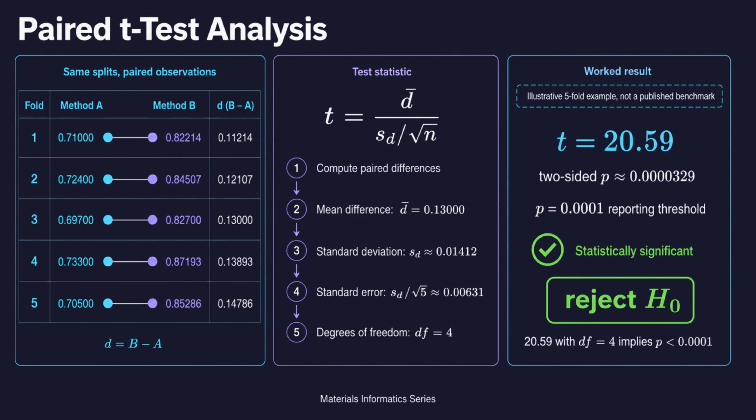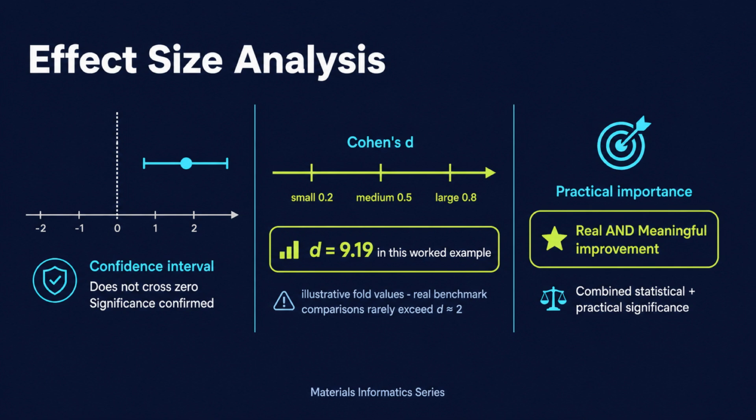The null hypothesis is that the mean MAE difference between methods is 0. The test statistic t is calculated from the mean difference divided by its standard error. Our result shows a very high t statistic with an extremely small p-value, far below the conventional threshold. We can confidently reject the null hypothesis. The difference is statistically significant. The confidence interval for the MAE difference does not include 0, confirming statistical significance.